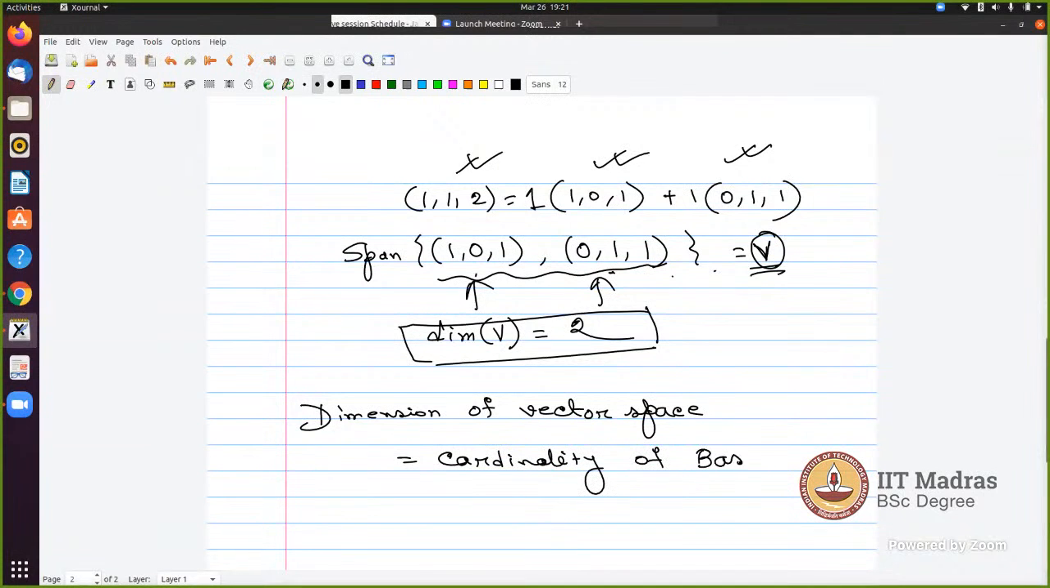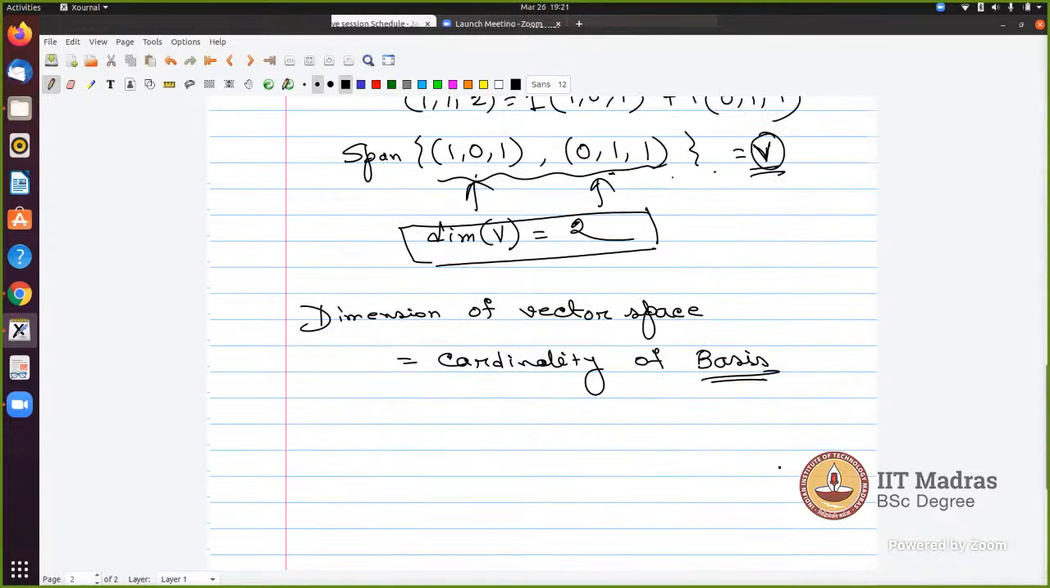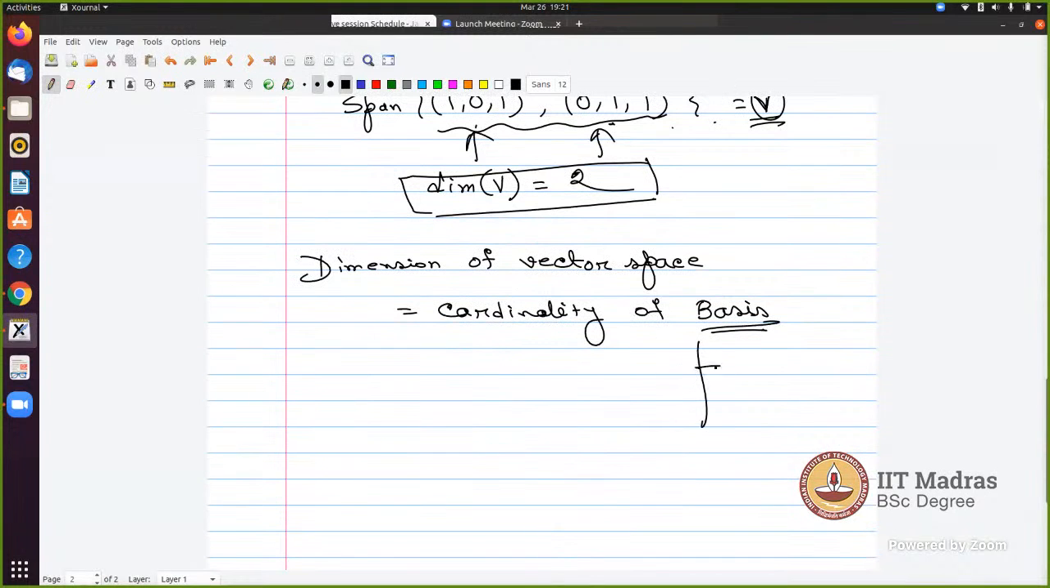Now what is the basis? A minimal spanning set, a set which spans the vector space. I will come to minimal and maximum later. So the definition of basis is that it must span the whole vector space and it must be linearly independent. So this is the definition of basis.